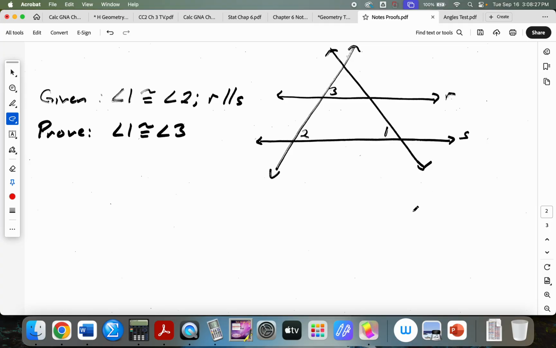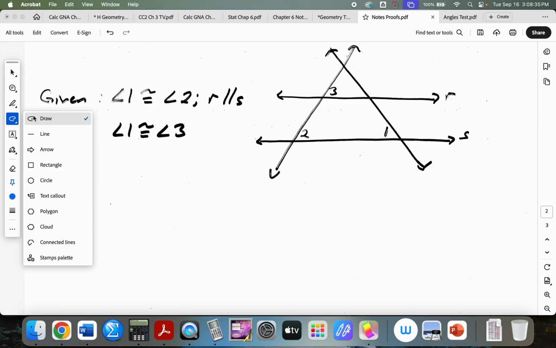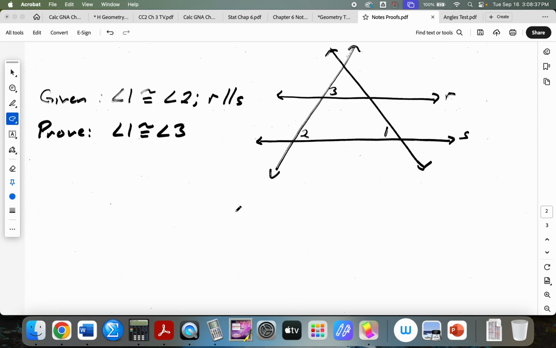So this is a new type of problem. They are not easy at first, but if you don't do them, then they'll never become easy. This is called a proof. In a proof, what we try to do is take the given information and through a series of steps logically conclude that the proof statement is true.